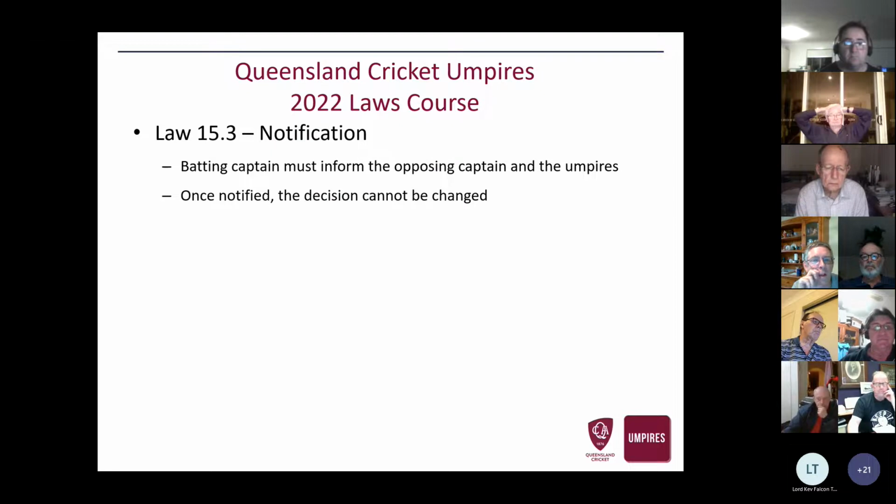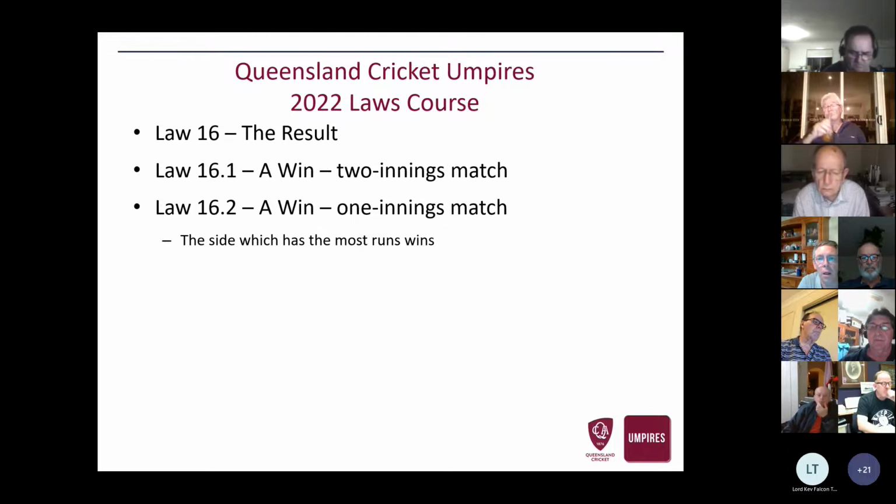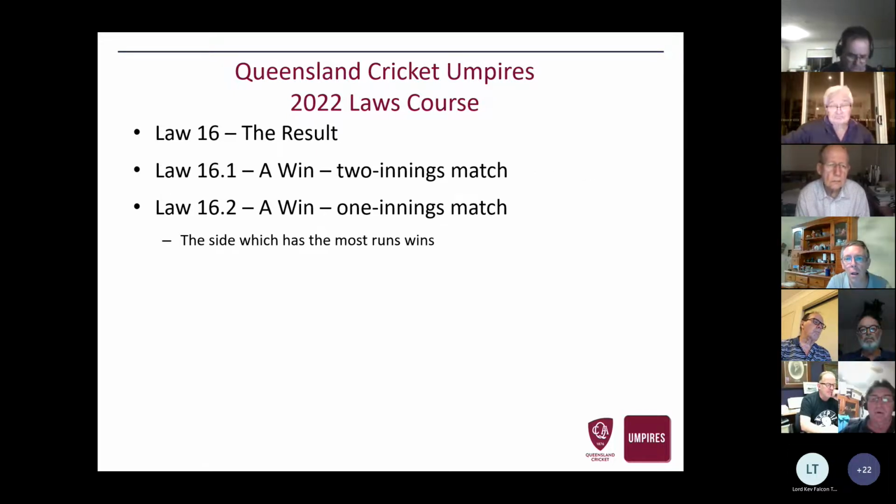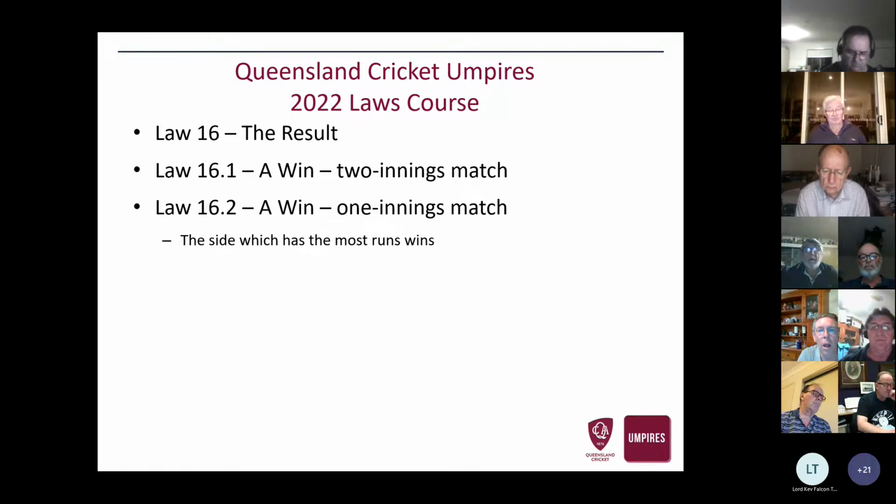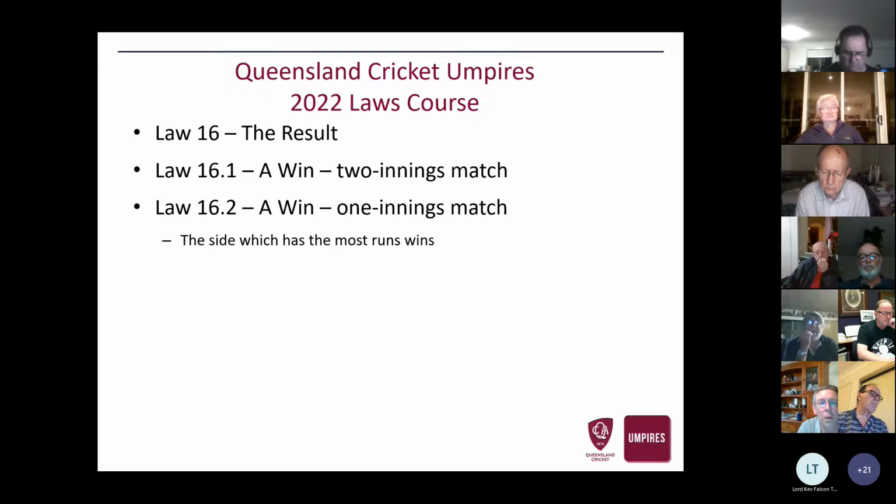The important thing with both a declaration and a forfeiture is that the batting captain needs to inform both the opposing captain and the umpires of that decision. And once that decision is made and the captain notifies those respective stakeholders, it can't be changed. That's a plural, Nathan, both umpires. Correct. However, as we spoke about last week, informing one umpire is sufficient under the laws to pass that information along.